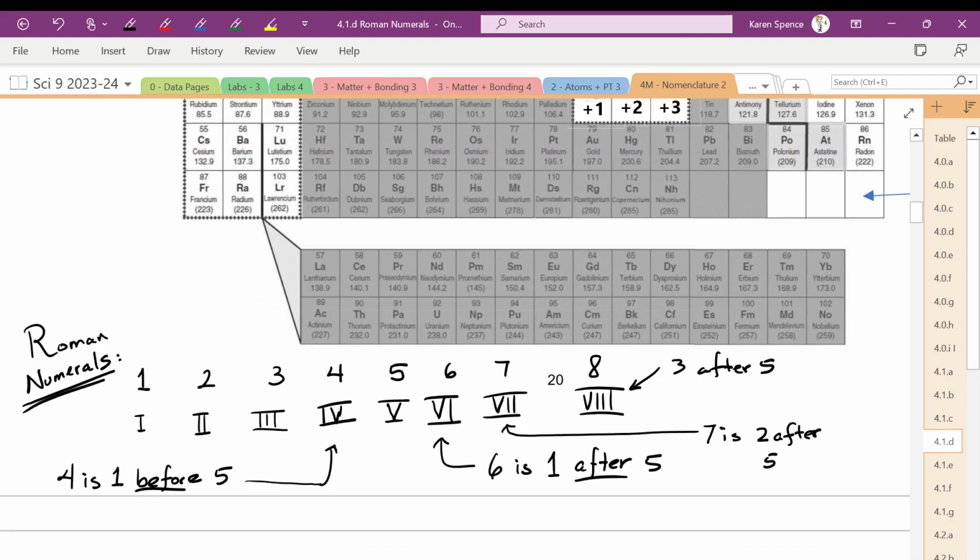Why would 8 be like IIX? I'm not quite sure why they went that way, because 9 is IX. I just don't know. It's a very good question. And to be honest with you, some people do 4 as IIII, but not in chemistry.